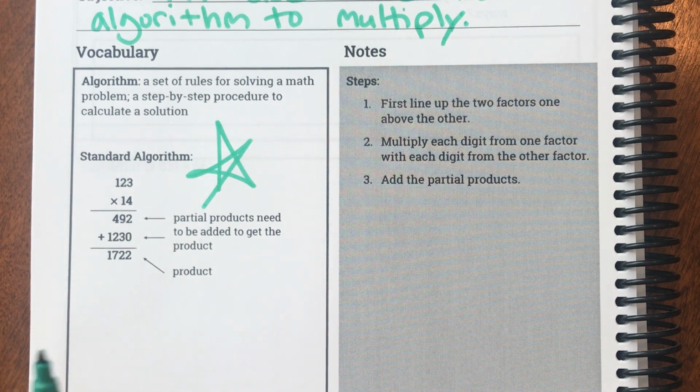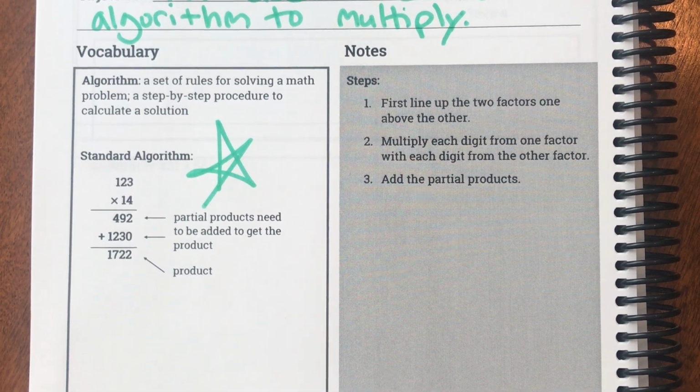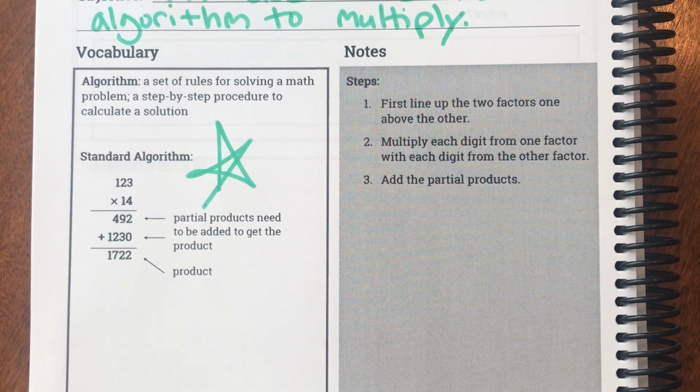Okay, so my steps are, my first step is, first line up the 2 factors, one above the other. Then I'm going to multiply each digit from one factor with each digit from the other factor. Again, sounds similar to what we did before. And then add the partial products. Okay, so I'm going to get started and show you what this looks like.